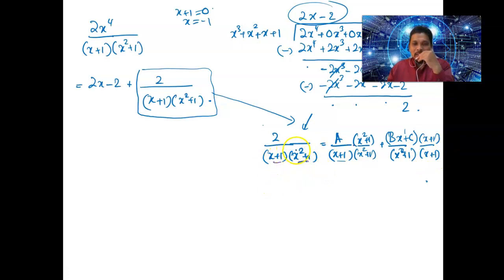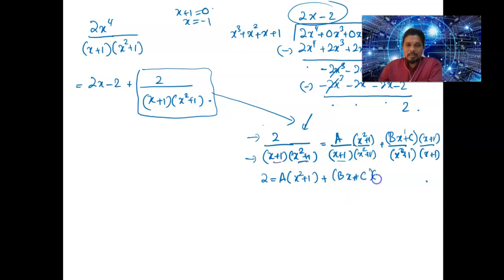Okay, so now the denominators of these fractions are equal, so we focus just on the numerator. 2 equals a times x squared plus 1, plus bx plus c times x plus 1. Okay, so we're going to come up with a few values of x.